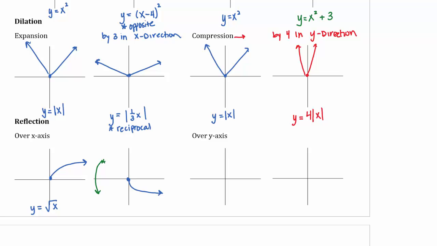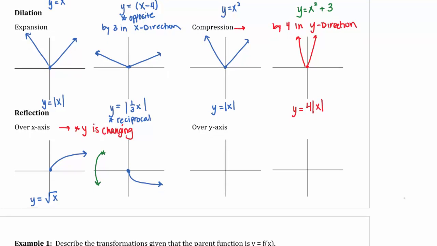So where we need to be careful is we need to really think about what is happening. When you reflect over the x-axis, y's are changing. So the y value is changing, right? Because it's moving up and down. So what that means is it's affecting y. Even though it's going over the x-axis, the y values are changing because it's going up and down. So when I write this equation, it's going to be y equals negative square root x, because y is changing when you go over the x-axis.